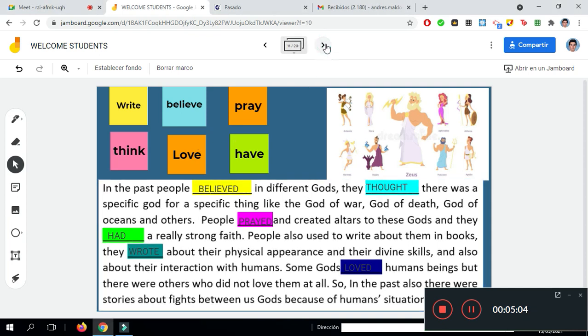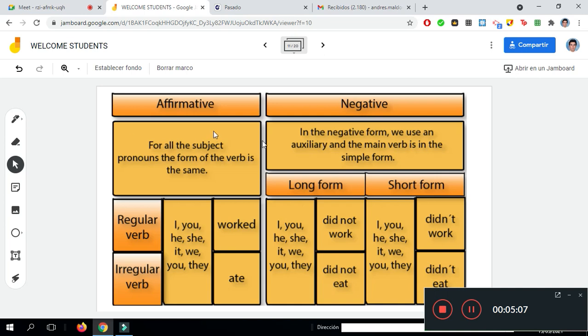Okay, guys, to continue, I want to show you the grammatical part of the past simple form. In the past simple form, in the affirmative sentence, we can use, as I told you before, regular or irregular verbs. The subjects are the same in the sentences. I mean, the verbs don't change according to the subject. No, the verbs stay the same in past simple form, right? This is the affirmative part. Okay, you can take a screenshot of this part, or you can take some notes on this grammatical part.